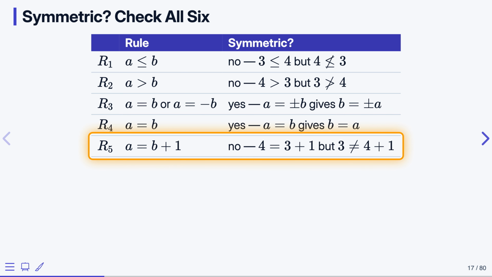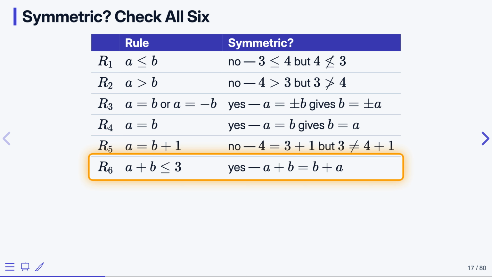R5 is A equals B plus 1. Take the pair 4, 3. 4 equals 3 plus 1. Flip it. 3 does not equal 4 plus 1. So R5 is not symmetric and 4, 3 is the witness. R6 is A plus B is at most 3. Adding does not care about order. A plus B equals B plus A, so R6 is symmetric.